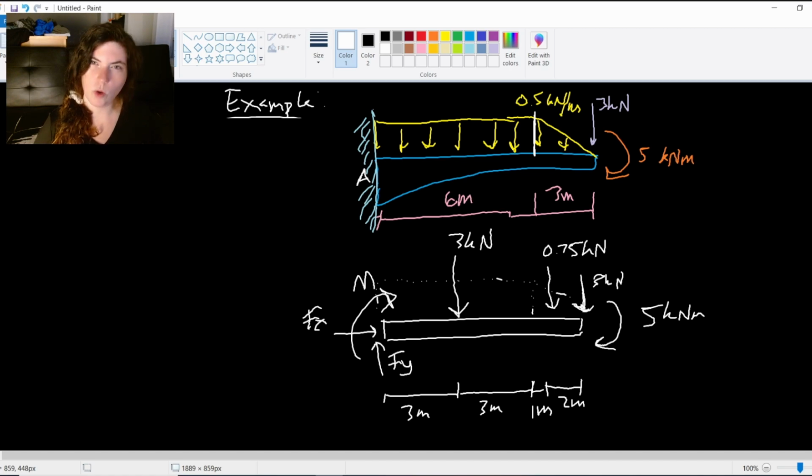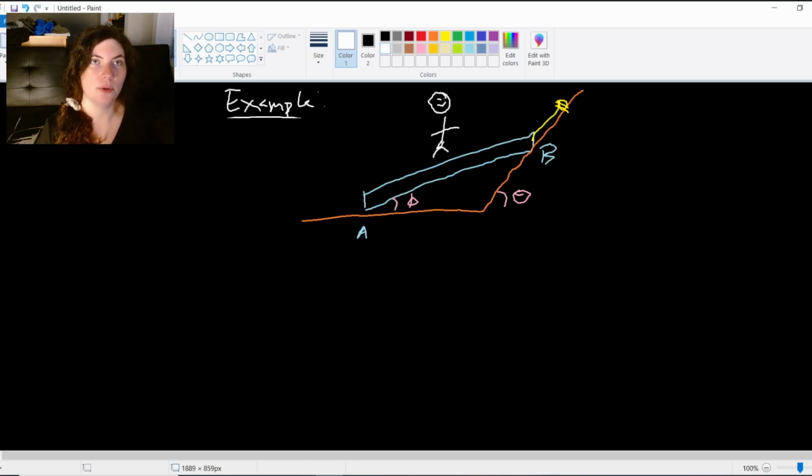Let's take a look at one more that might not be as clear, but does illustrate some of the other things we might run into. All right, so in this final example, we have a man who's standing on this board, and this board is touching these frictionless surfaces at points A and B, but is also tethered to the wall using this yellow cord just above point B.